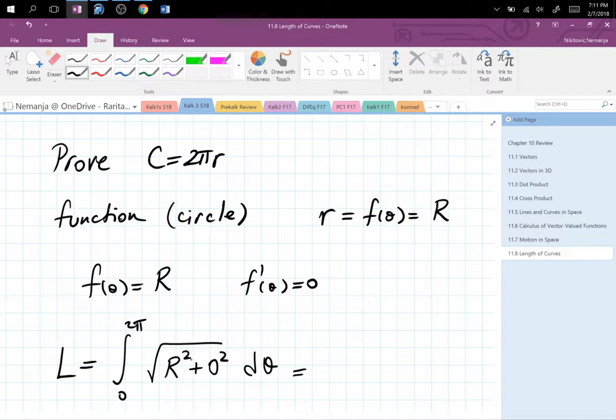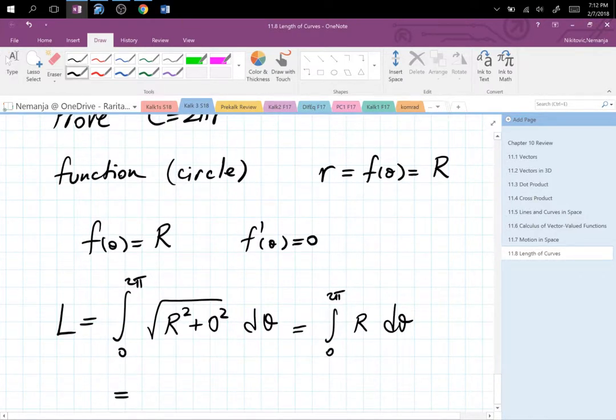So what do I get? The integral from 0 to 2 pi of R d theta. When I integrate R d theta, I get R theta, computed from 0 to 2 pi: 2 pi R minus 0 is 2 pi R. And there's the proof for the circle.